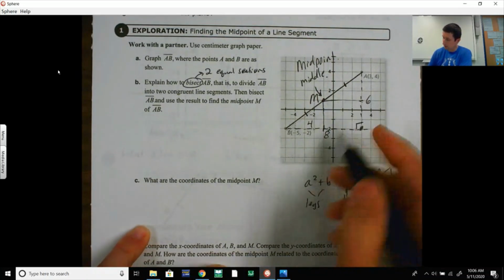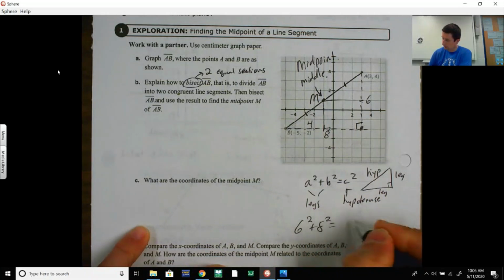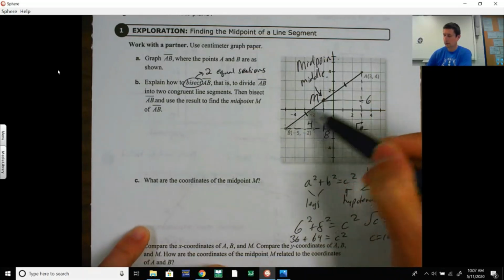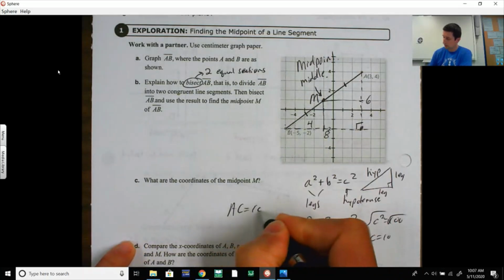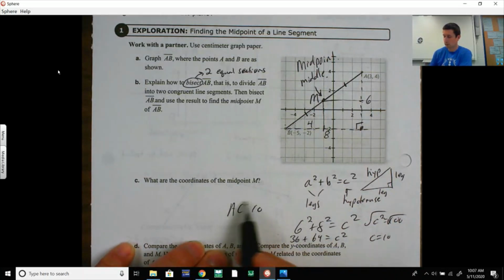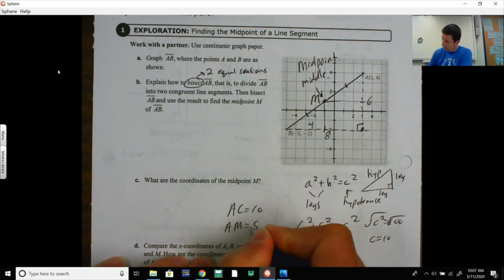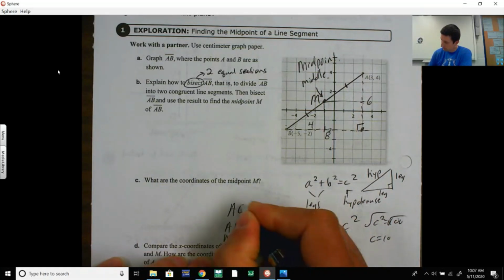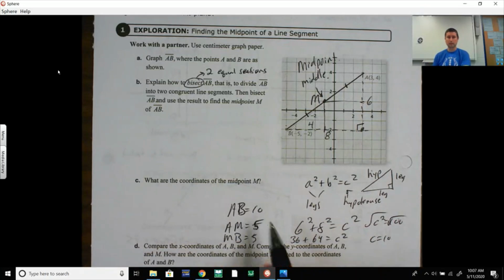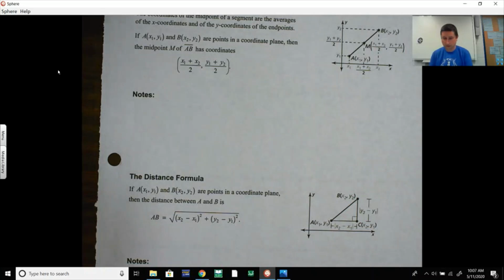So 6 and 8 would be our legs, so 6 squared plus 8 squared equals c squared. That's 36 plus 64 equals c squared. So c squared equals 100, square root both sides, c is 10, which means the length from A to B equals 10. Notice I didn't put any symbol on top of that, I just said the length from A to B is 10. A to M would equal 5, and M to B would equal 5 as well. Okay, so let's look at these definitions, what we have going on.